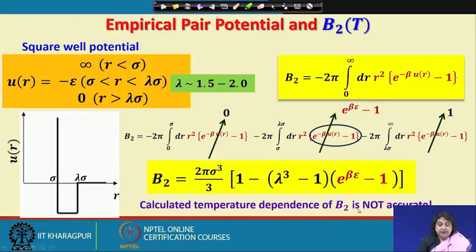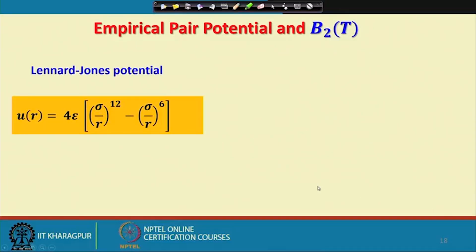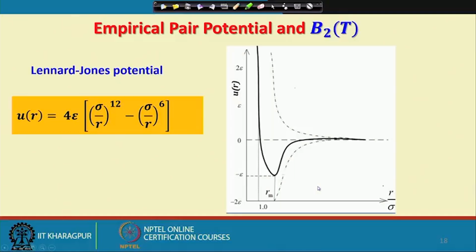But if you compare the values of B 2 as predicted for a given temperature, we find that the square well potential fails to reproduce the accurate values of B 2. Then obviously, the question is, whenever we used a combination of repulsive as well as attractive interaction, we were on the right track, but we did not do it completely right, and therefore, the Lennard-Jones potential was introduced, which once again is comprised of two terms.